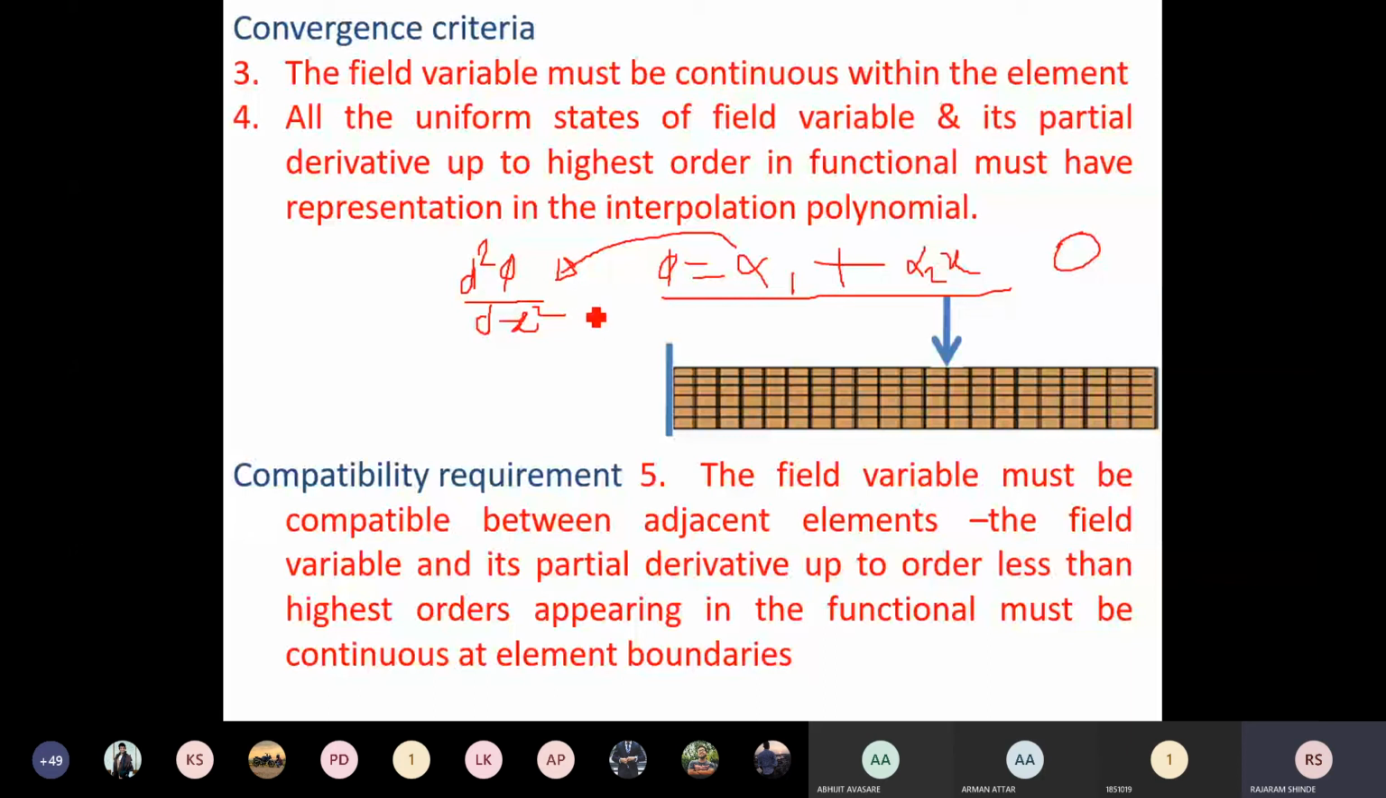Here, this is the potential energy, or this is a functional, and it is a second order derivative. Highest order of this derivative is 2. And if you select the linear interpolation polynomial, then it has no representation in the derivative, or in this functional, or in this partial derivative. So this polynomial is not acceptable. For this type of functionals, we should have a second order derivative. Have you got it? Any doubt here?